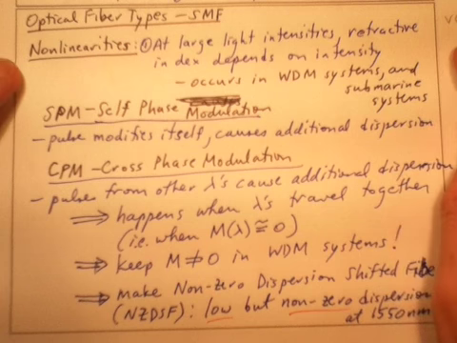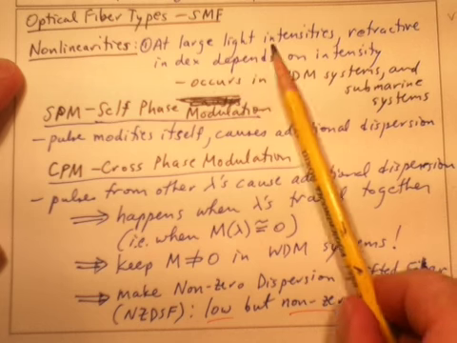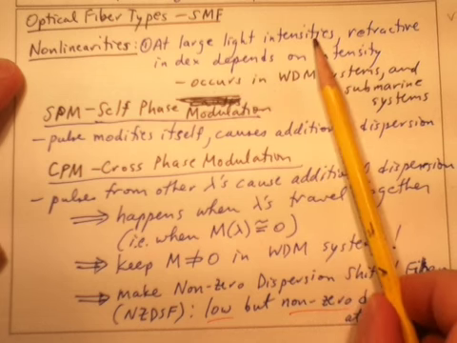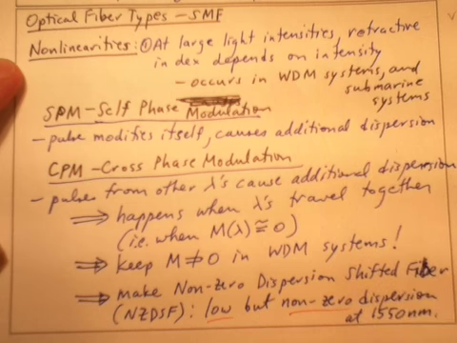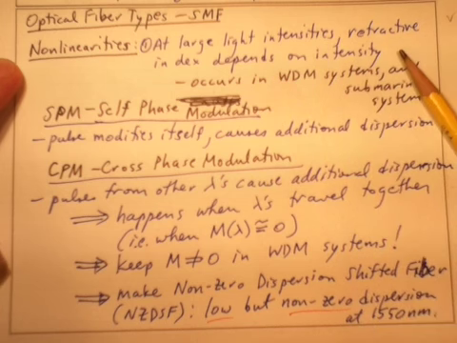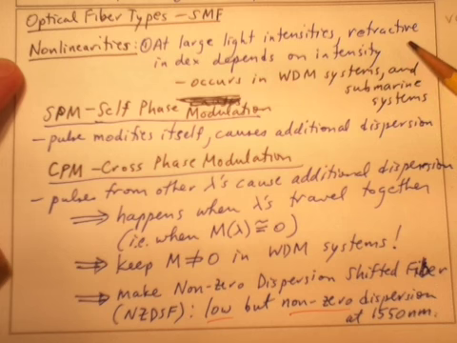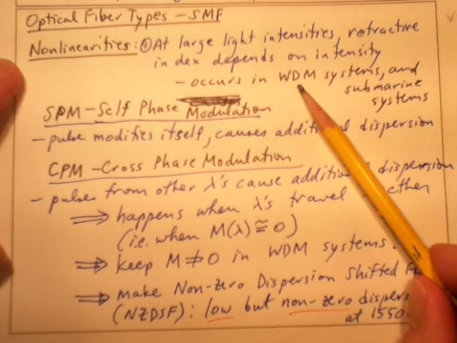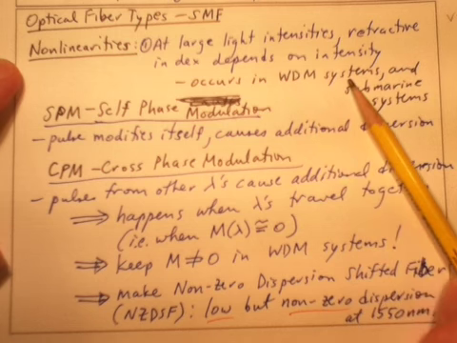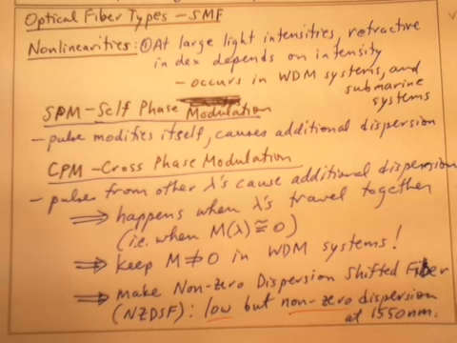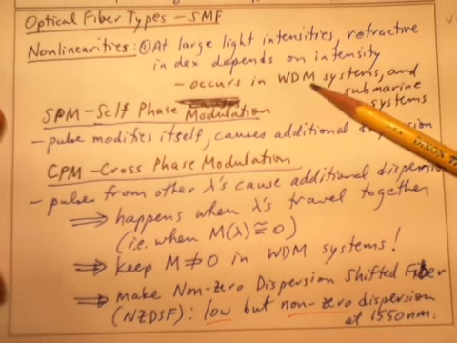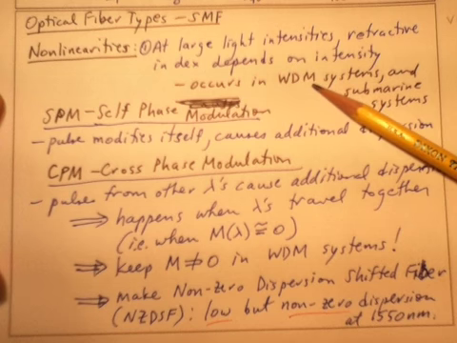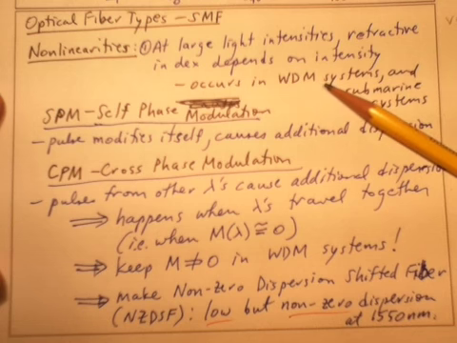Nonlinearities means that at very high intensity of the light, the refractive index depends on the intensity itself. This has a big effect on two types of systems. First of all, it has a big effect on WDM systems, where we've got lots of wavelengths simultaneously in that optical fiber. For example, in a 40 wavelength WDM system, we might have 40 times as much light in the fiber as you would in a single wavelength system.